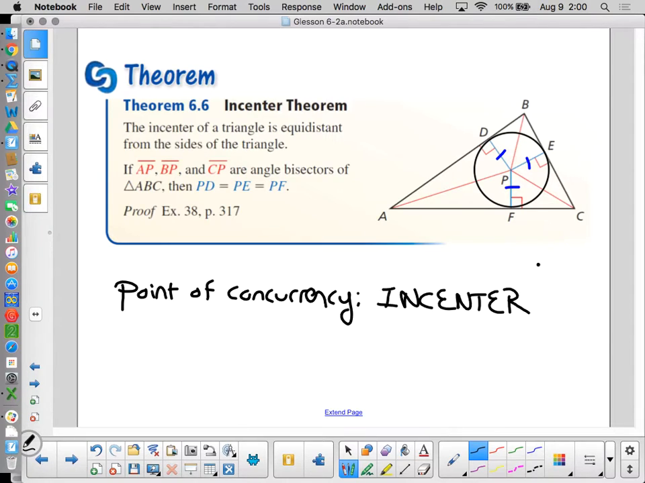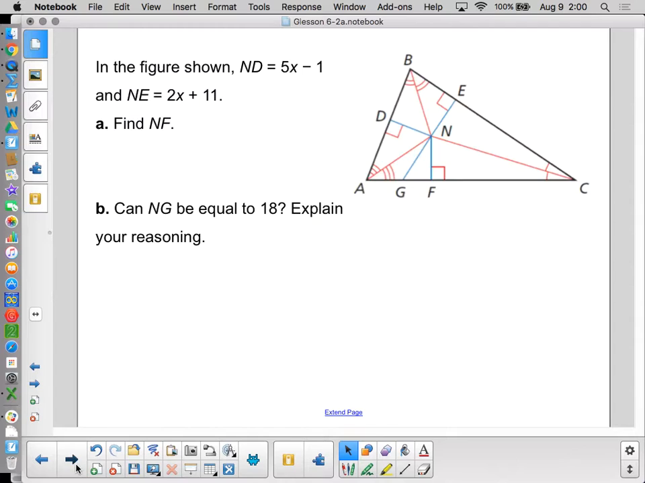It is equidistant from the sides of the triangle versus a circumcenter, which is equidistant from the vertices of the triangle. Here it is clearly not equidistant from the vertices. Okay, AP, BP, and CP are clearly not all the same. BP and CP might be kind of close. AP is way longer. So it's clearly not equidistant from the vertices. This is equidistant from the sides.